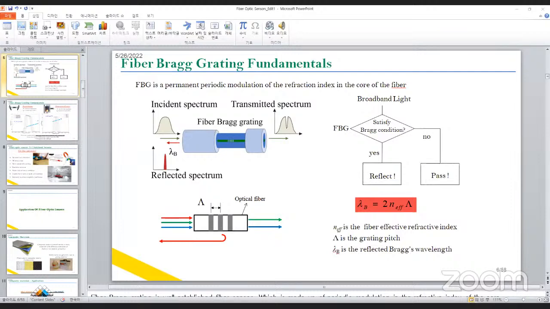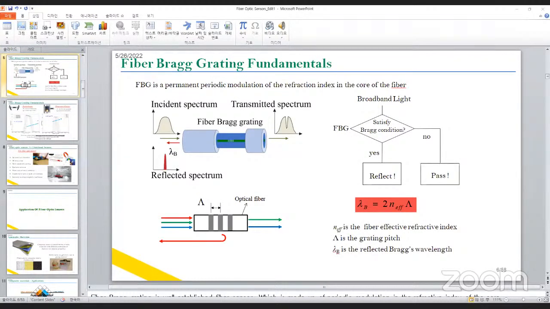Here you can see the method of manufacturing a fiber Bragg grating. Here UV light is passed through the optical fiber cable. It creates a refractive index change on the fiber at certain points. Everything is done in the 10 micrometer range.